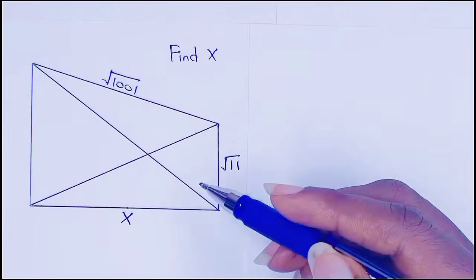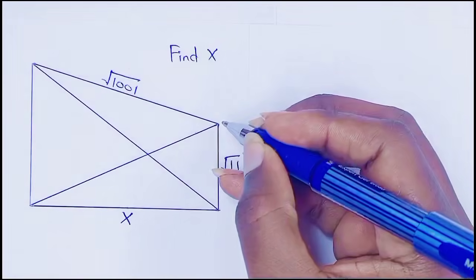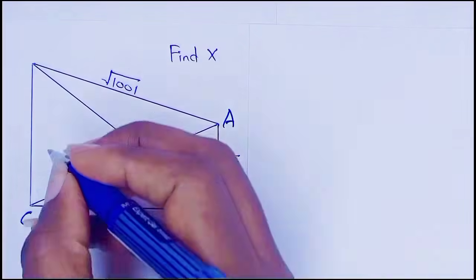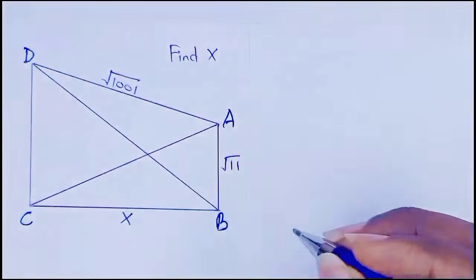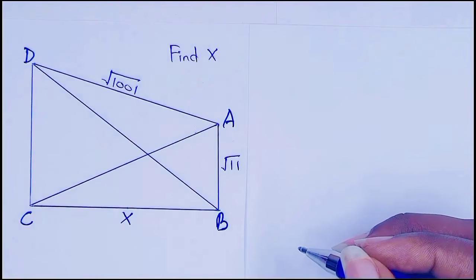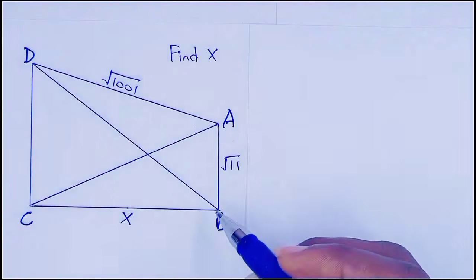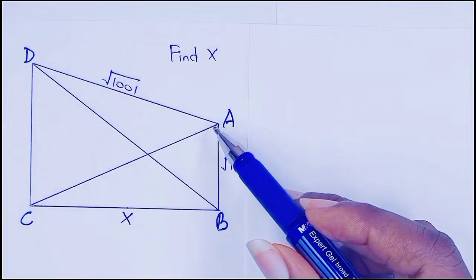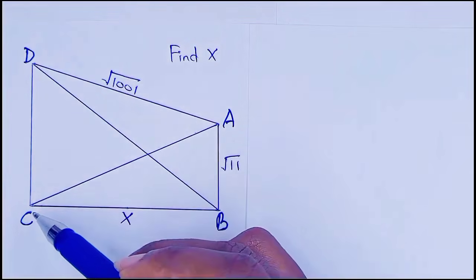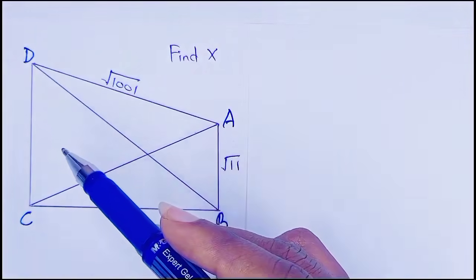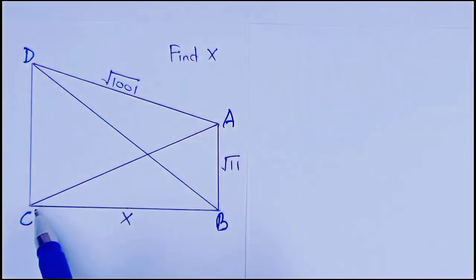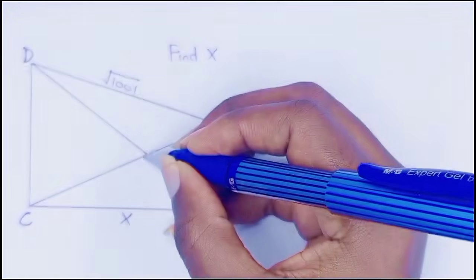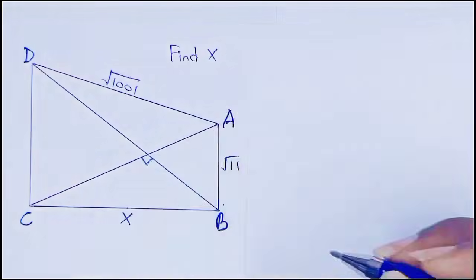Let's start by naming this A, B, C, and D. So as we can see in trapezium ABCD, BC is perpendicular to AB, and BC is also perpendicular to CD, and AC is perpendicular to BD. So this is perpendicular as well.